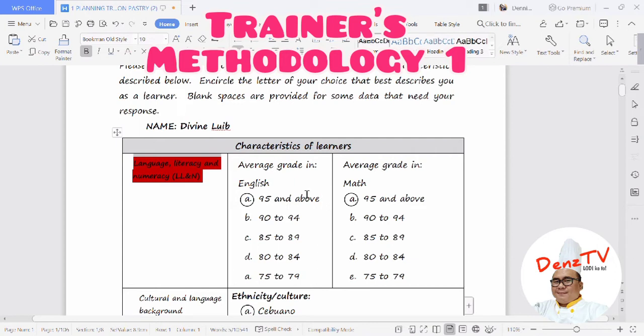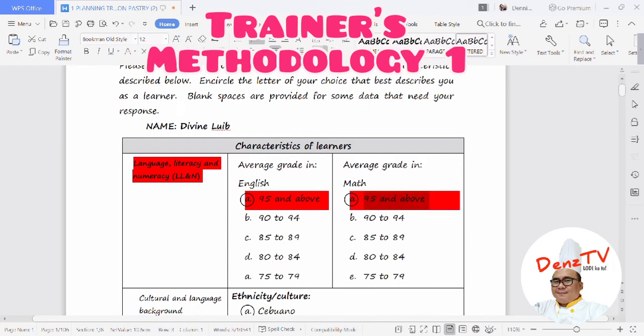For example, this one. The average grade in English is 95 and above. So this is the average grade of Divine. In the same way, in mathematics, 95 and above. That is the average grade of Divine in these two subjects. My question is, how about the other subjects? How about the TLE? How about sciences and other subjects?